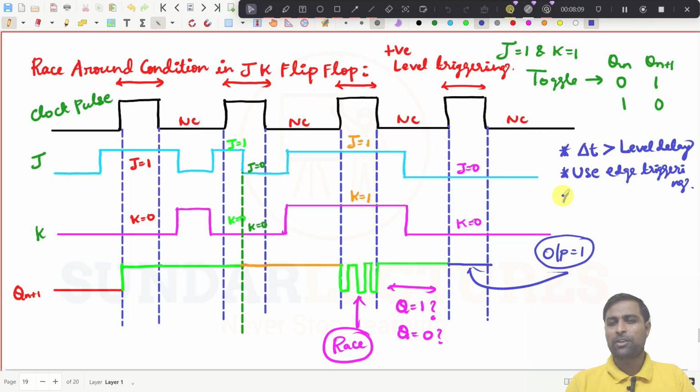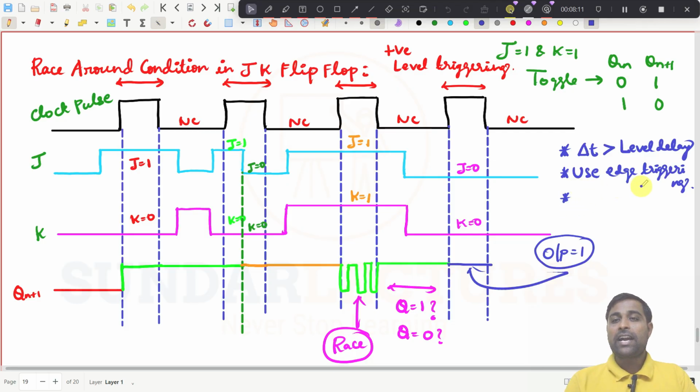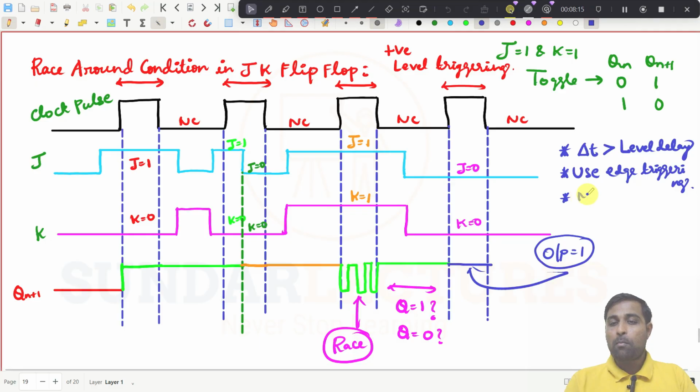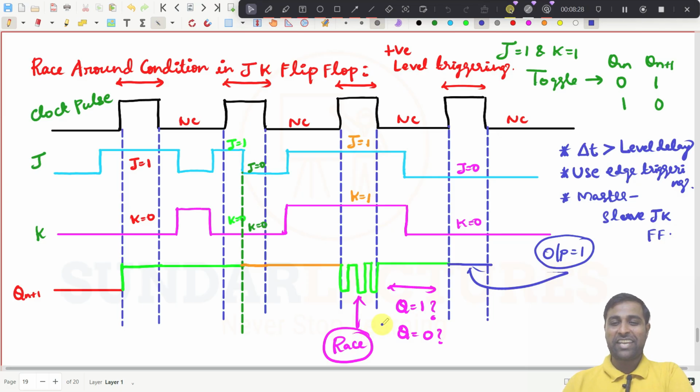Right? Maybe I will explain it a bit in the next class. One is edge triggering, and what is the other one? We can use master slave JK flip flop. Right? So we will see this one in the next class.